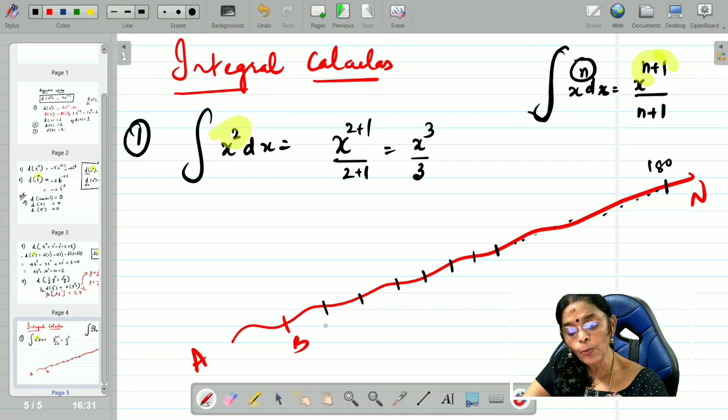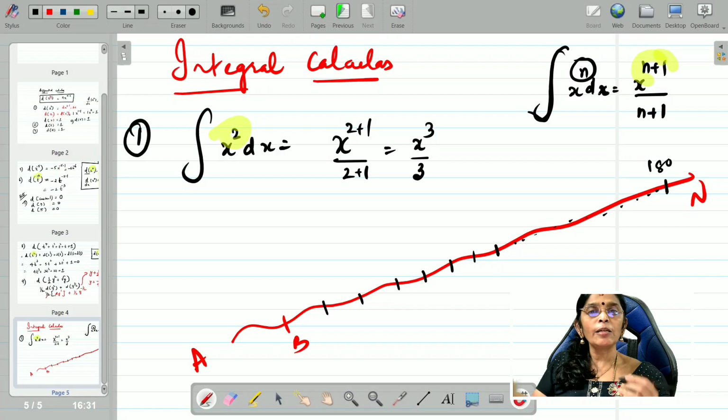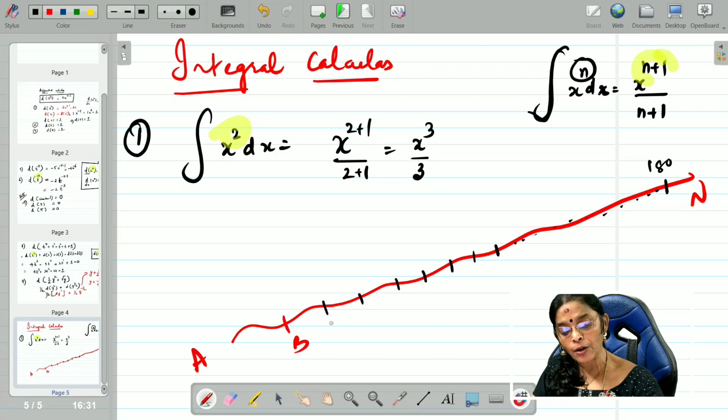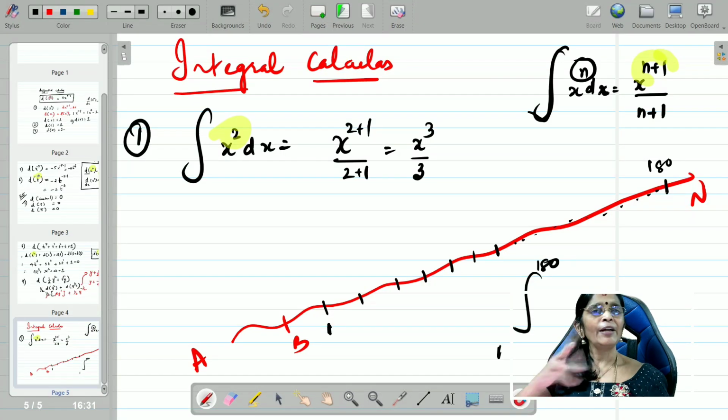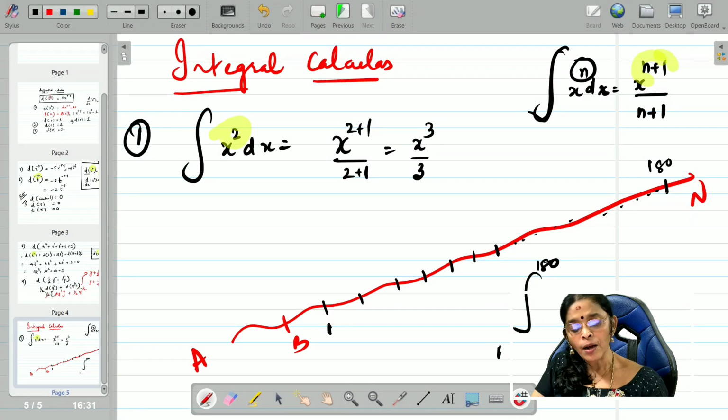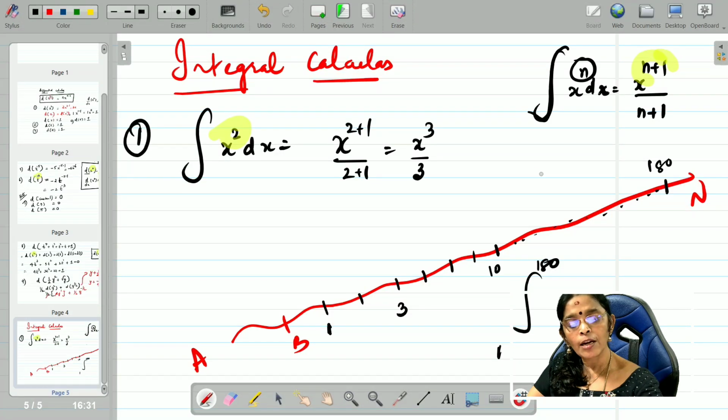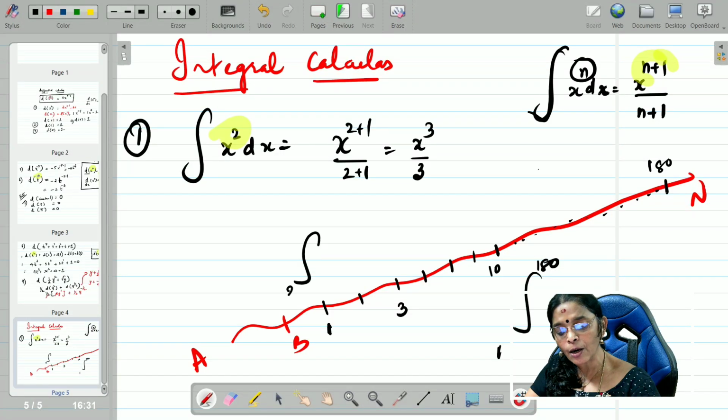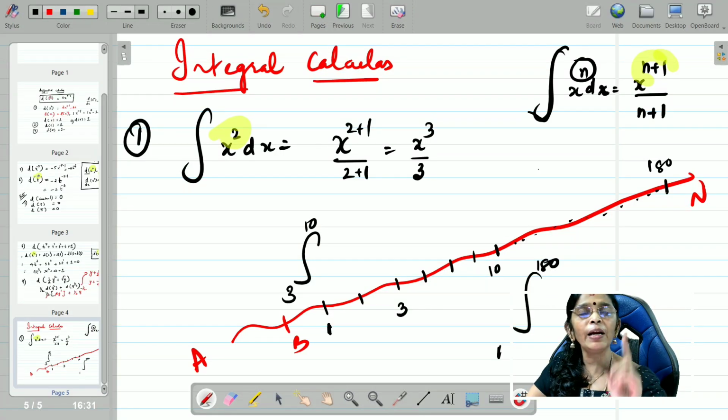If I want to add, so that means if you want to find out from the first part, this is first part, right? Then I have to say integral 1 to 180. I don't want to calculate from 1 to 180 part. I want to calculate from third part to 10th part. Then I will be simply writing third part to 10th part. Third part is called as lower limit. 10th part is called as upper limit.